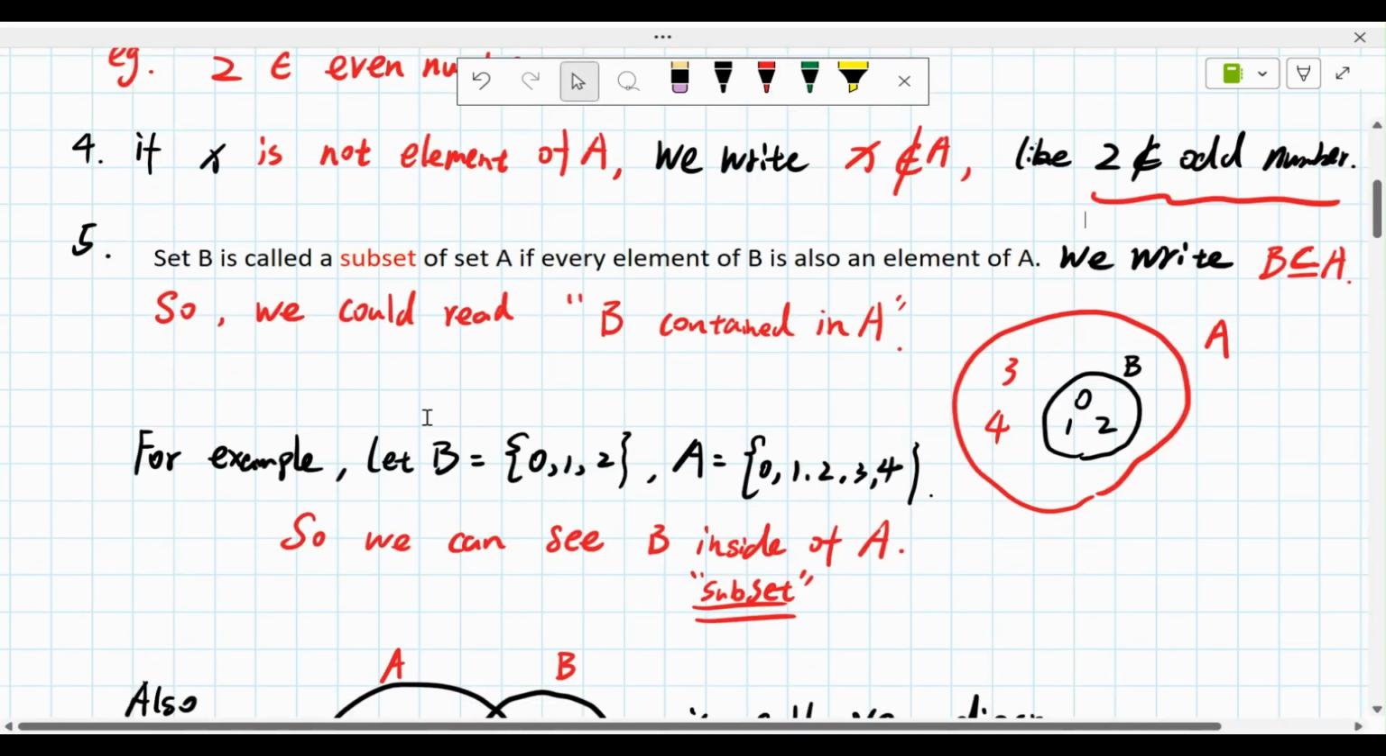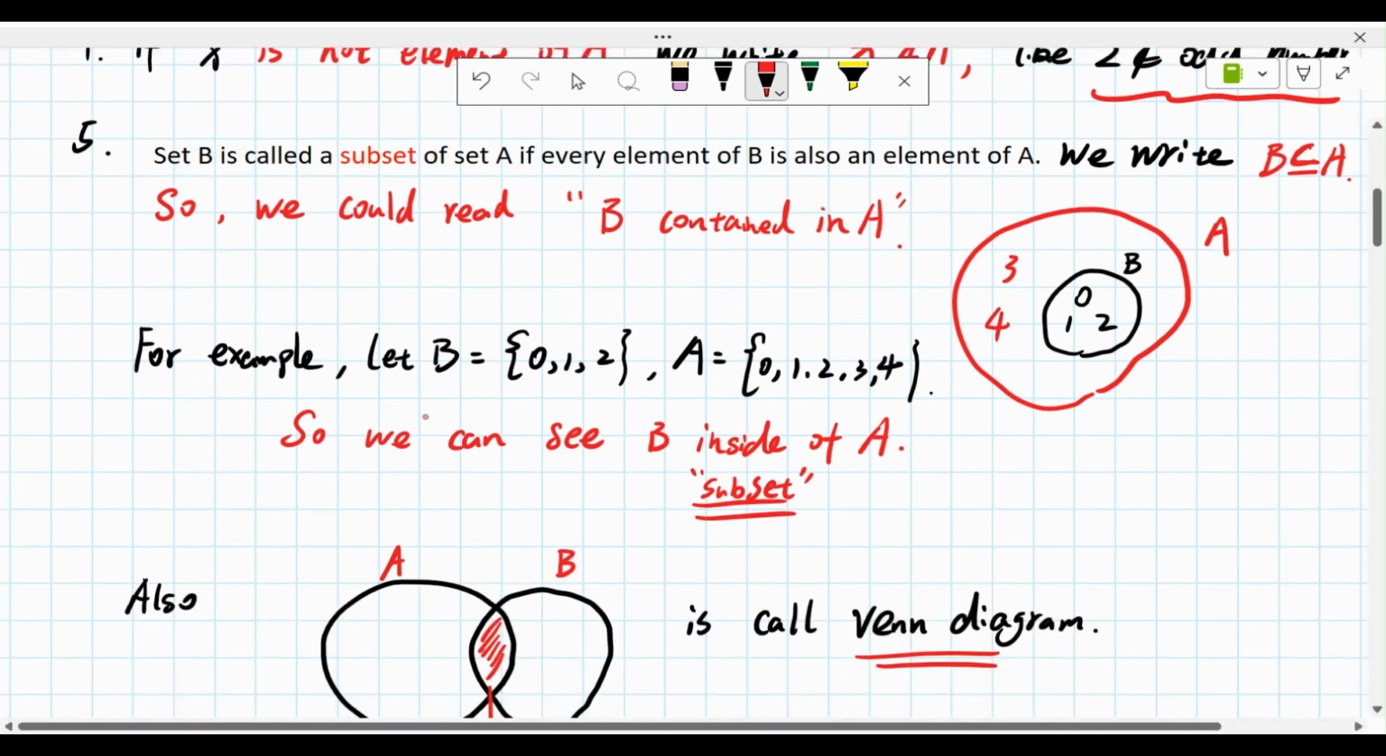And also, what's a subset? A subset means something that could be read as contained in A, or we say A contains B. For example, say B is 0, 1, 2, and A is 0, 1, 2, 3, 4. So B is inside of A, and we call that a subset.